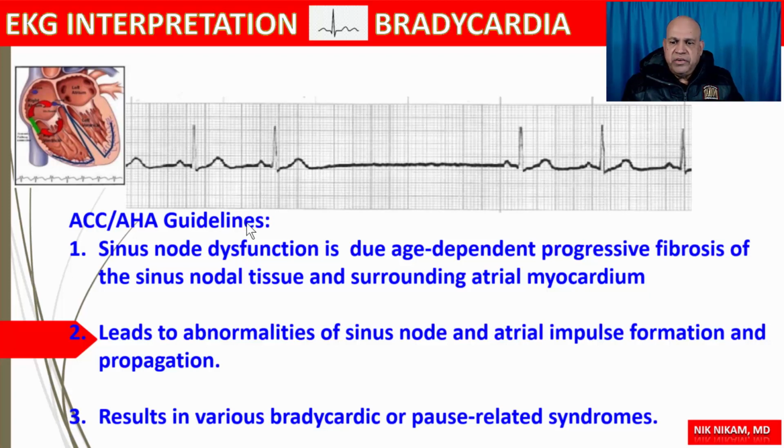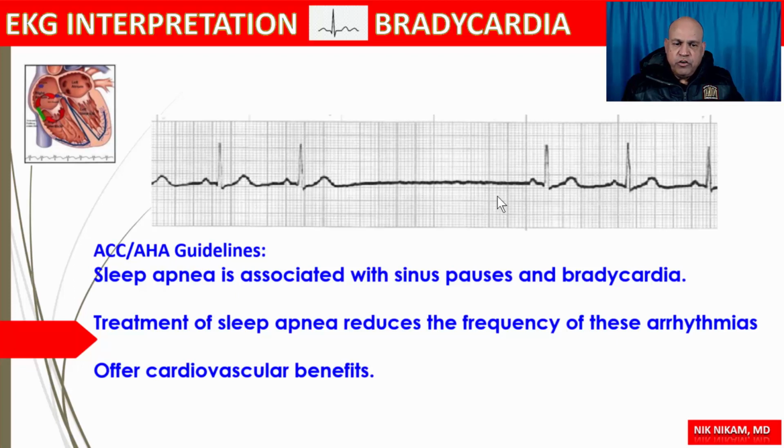The ACC/AHA guidelines suggest that sinus node dysfunction is due to age-dependent progressive fibrosis of the sinus node tissue and the surrounding atrial myocardium. It can lead to abnormalities of sinus node and atrial impulse formation and propagation. It can result in various bradycardic or pause-related symptoms. This type of sinus pause could be found in a variety of conditions such as sick sinus syndrome.